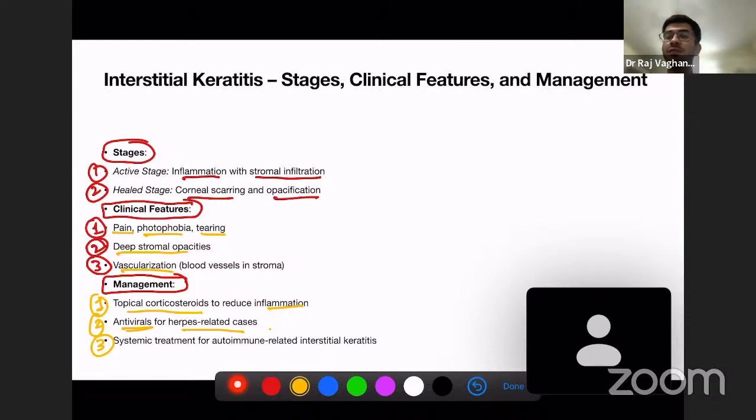And if your interstitial keratitis is caused by any virus like herpes simplex virus, then you can give antivirals. And if there is just normal inflammation, you have to give topical corticosteroids. It will also help to reduce the interstitial keratitis.